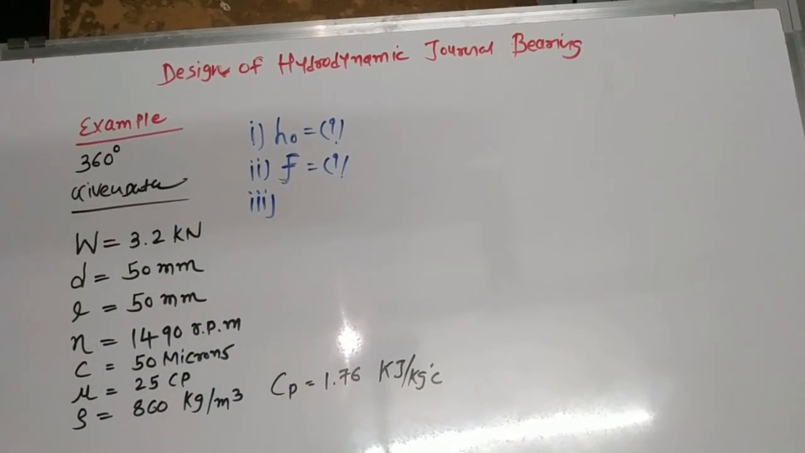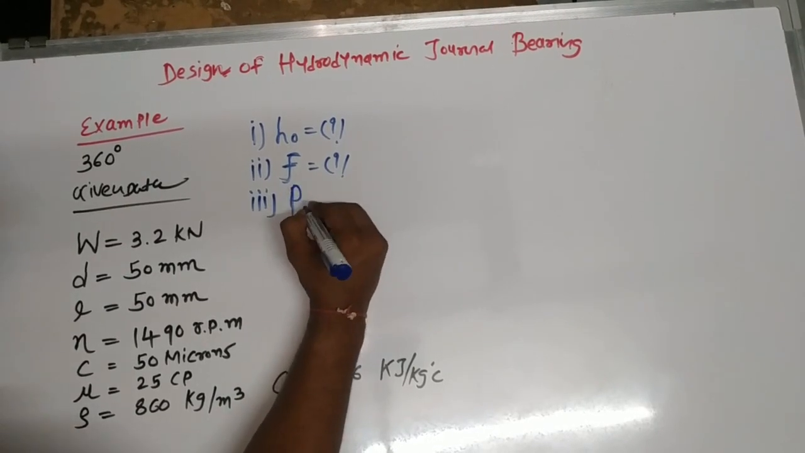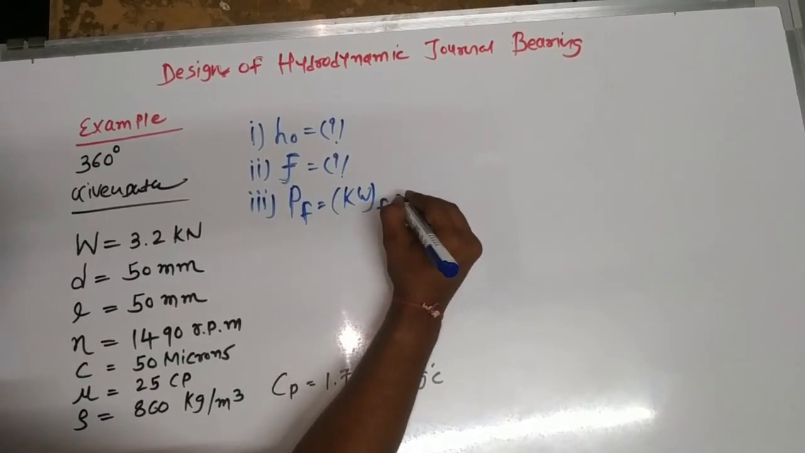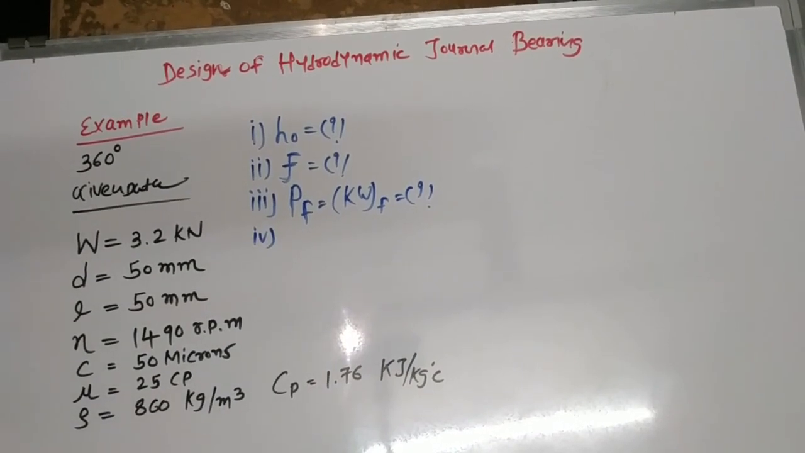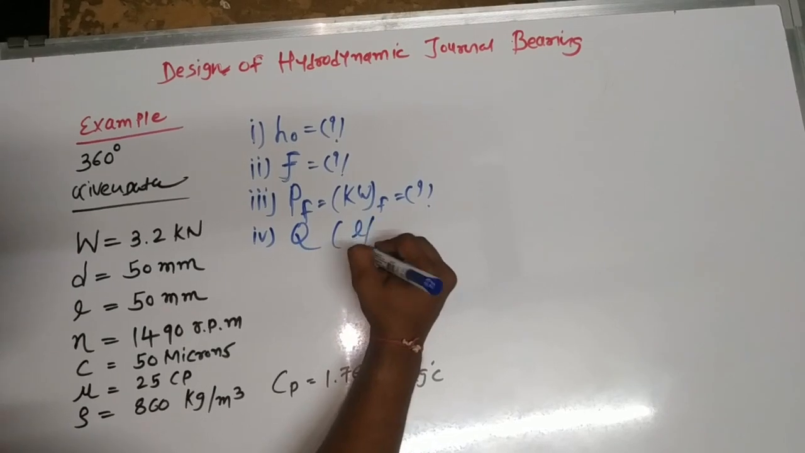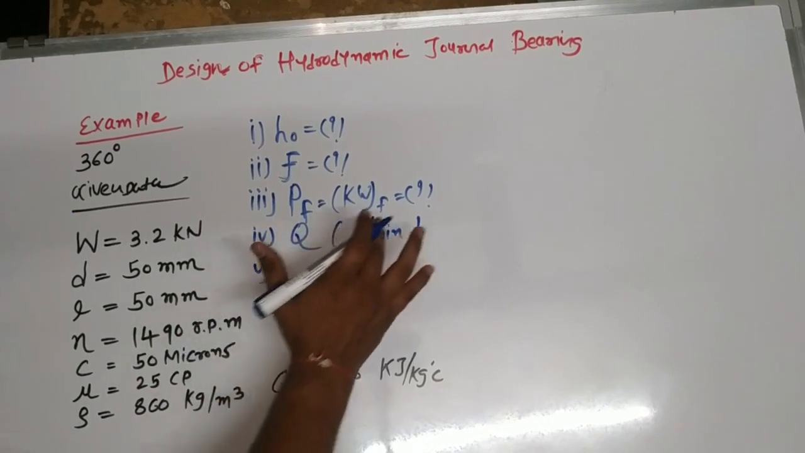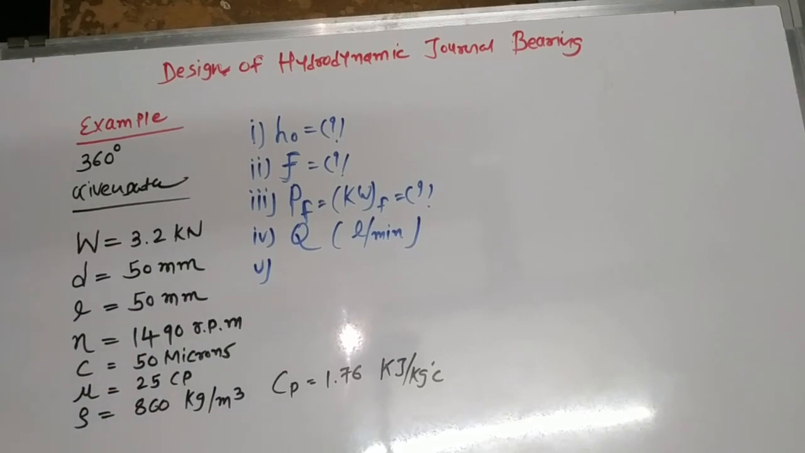After that, one more parameter is the power loss in friction, whose equation we have also derived. That power loss in friction, PF, in kilowatt, we are going to find out here. After that, the total flow rate of lubricant, indicated with Q, which we are going to find out in liter per minute. That unit is important because liter per minute has to be converted based on the given data.